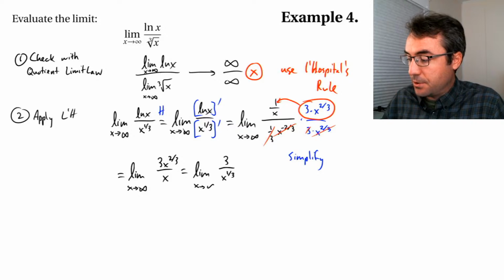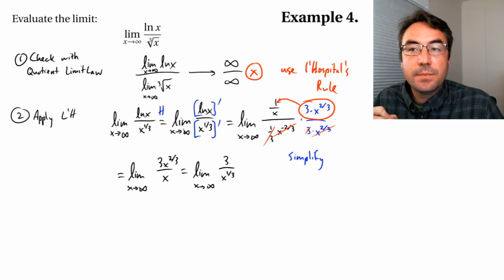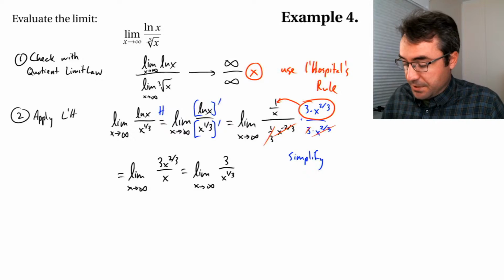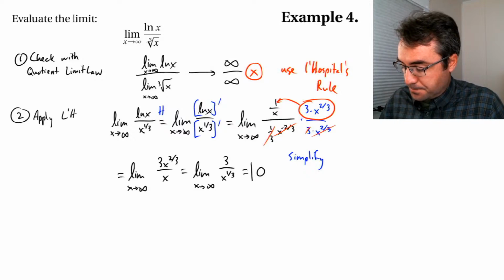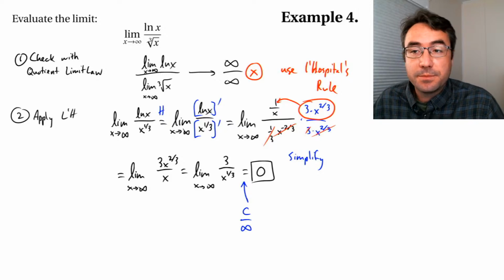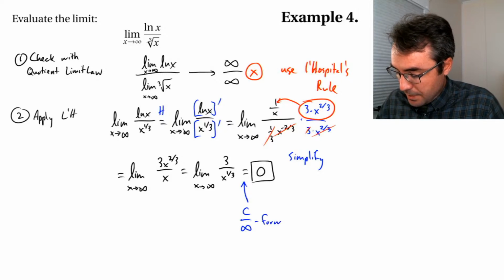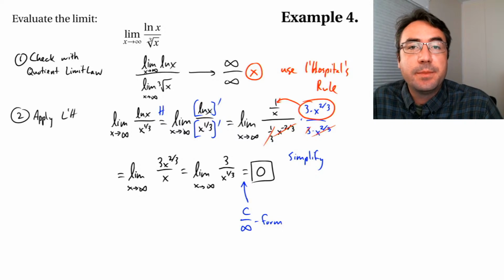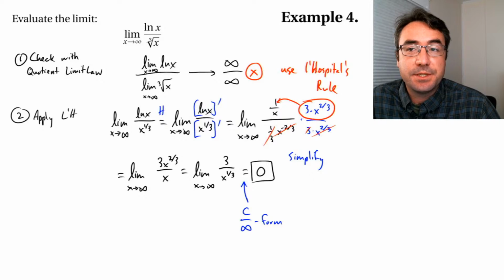And this is the limit as x goes to infinity. And that's something we can do. So when we have 3 over a power of x, or a non-zero constant over a power of x, this is equal to 0. So there's our limit. And why is this the case? Well, we really have one of our c over infinity forms. And we saw this back in our limits section with limits at infinity. This was a common form. And we know that those are equal to 0.